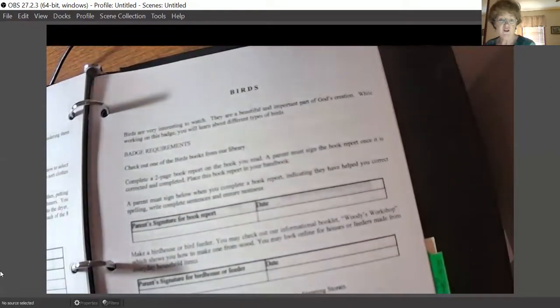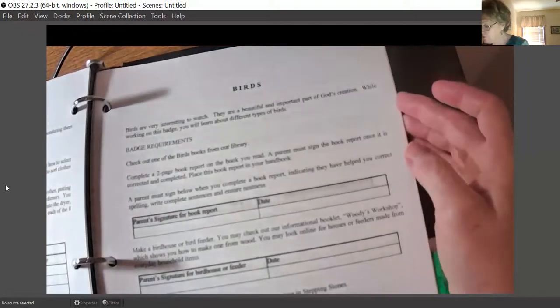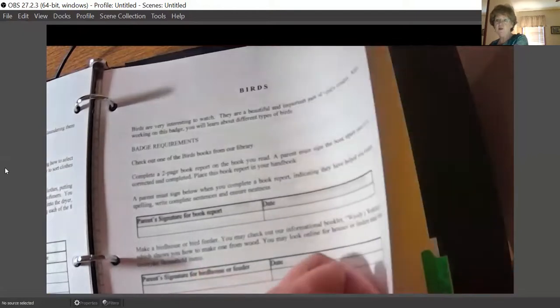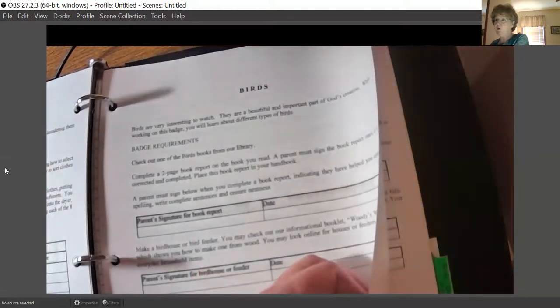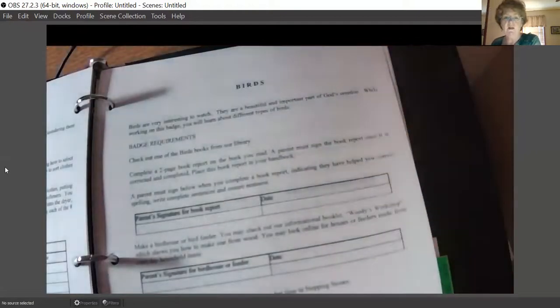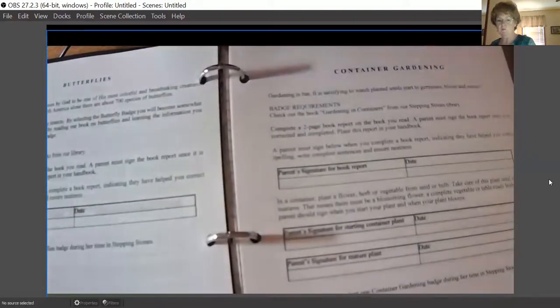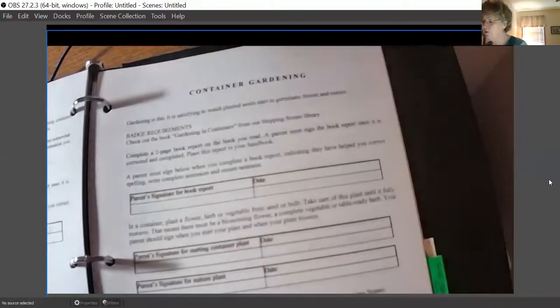Then we get into the nature badges. Most of these are book reports, but sometimes you will be asked to build a birdhouse, which you can just build from a kit if you want, or you can Google and find information on how to build a birdhouse or a bird feeder from household items. And again, the mother will sign at the bottom when the requirements are completed.